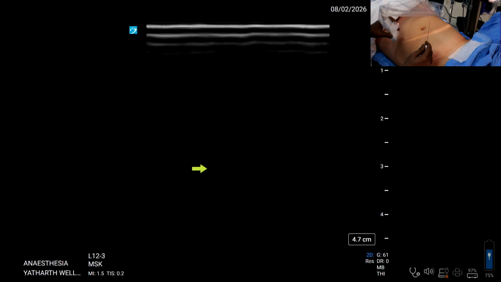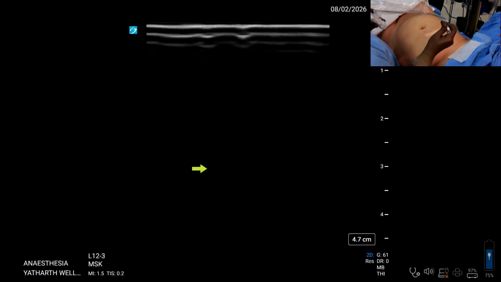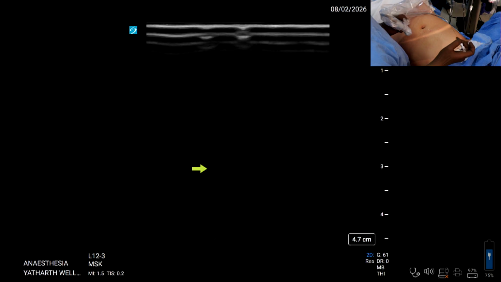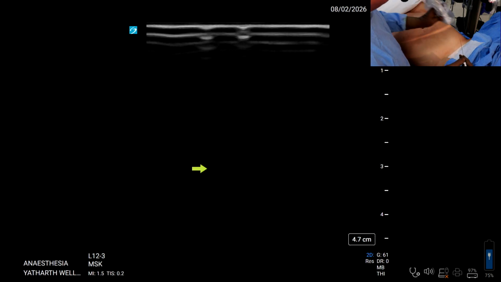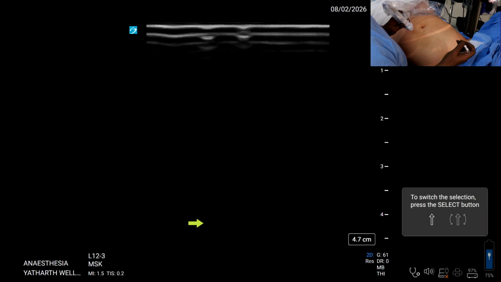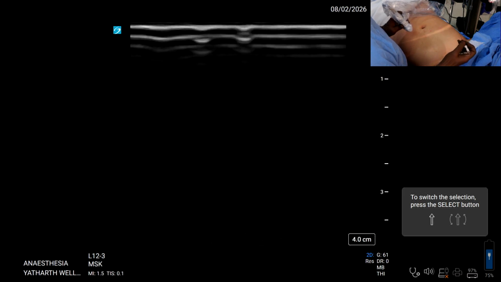So now I will demonstrate the external oblique intercostal plane block on the right side, because this is a left cholecystectomy patient, so I won't be bothered about a left side block, but I will give the block on the right side. For the external oblique intercostal plane block, I will target the 6th or 7th rib, a little bit lateral to the mid clavicular line. I'll look at the rib, sternum.